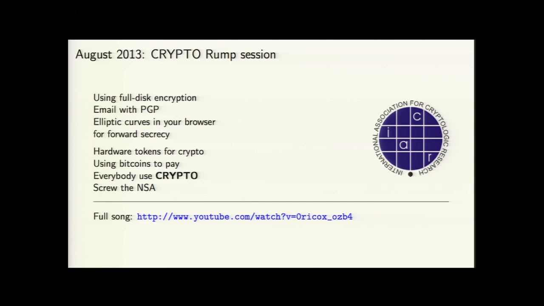Go to youtube.com, the URL listed there. I think it's a zero and then R-I-C-O-X underscore lowercase O-Z-B-4.